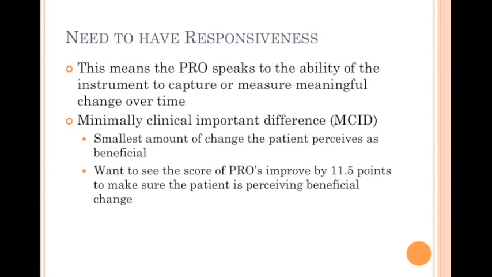So when the patient retakes the outcomes, we want to see a score improve by 11.5 to make sure the patient is perceiving beneficial change. If the score is not improving by 11.5, then we know that we need to change our treatment or intervention that we are doing with our patients.